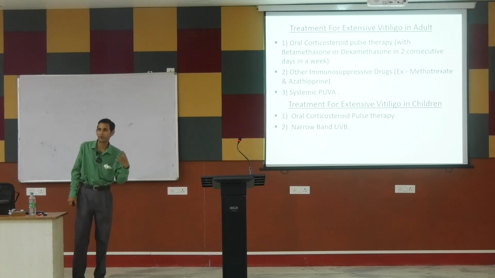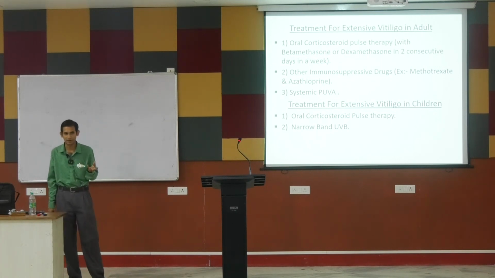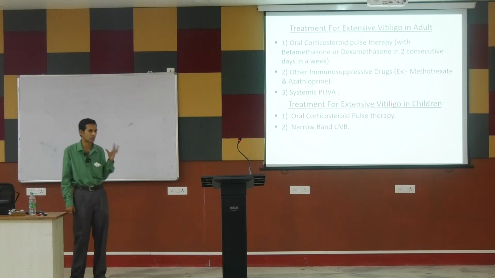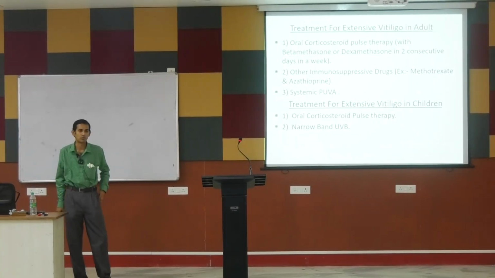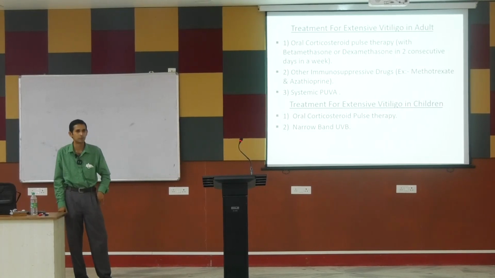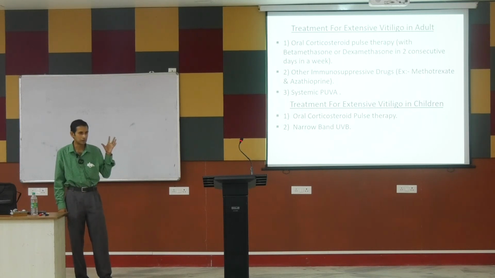Suppose the corticosteroid is contraindicated, suppose the patient has diabetes mellitus or hypertension, and you can't give the oral corticosteroid. In that case, other immunosuppressive drugs like methotrexate once a week, or azathioprine starting with 50 milligram per day for 7 days, and after that, depending on the CBC report or routine blood report, you can increase the dose. These are also done particularly to arrest the disease process.